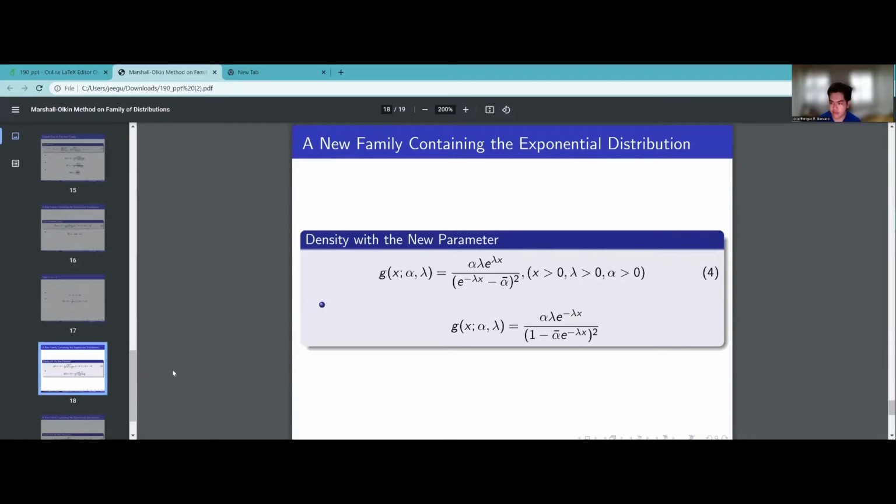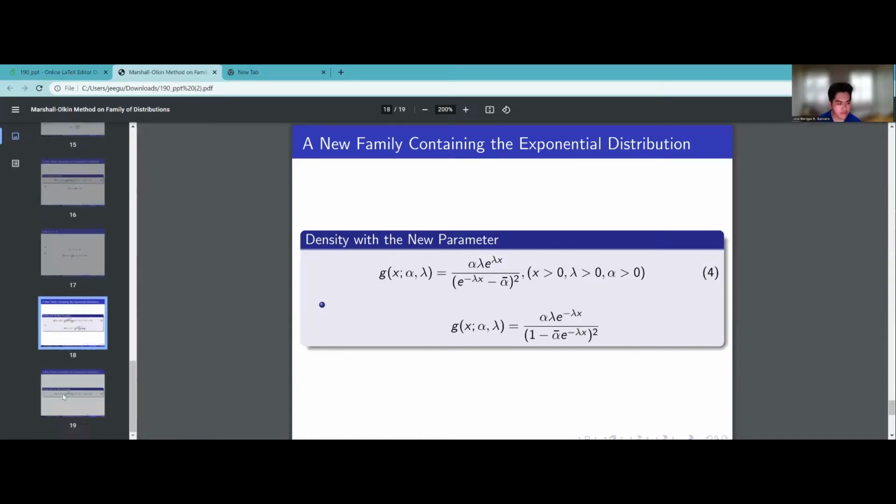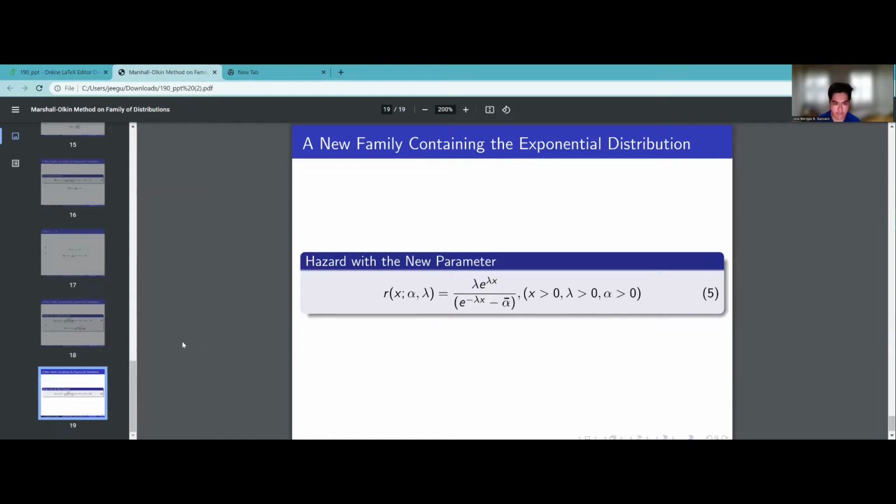The second equation is the raw equation created when we equate f bar of x to be equal to e raised to negative lambda x. The final, or the first, equation seen here can be derived from the second equation simply by multiplying the right-hand side by 1, or an exponential function over an exponential function. Similarly, we can do this with the hazard function, and we now have the hazard with a new parameter.